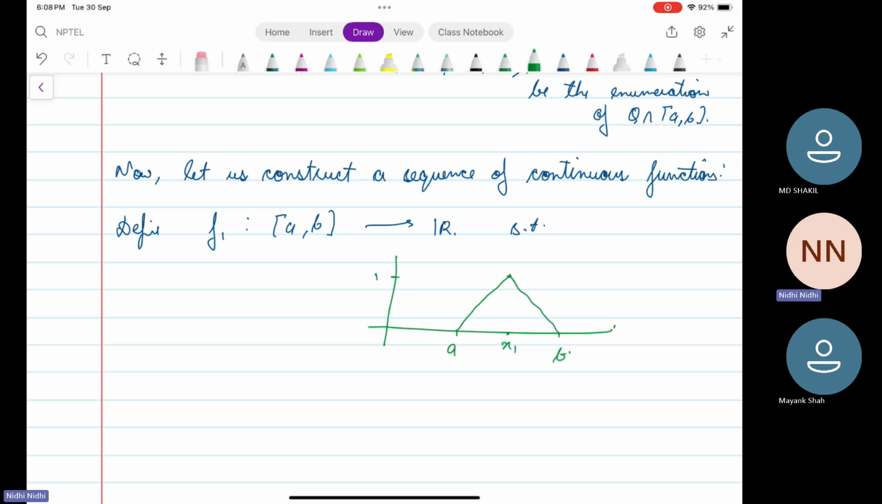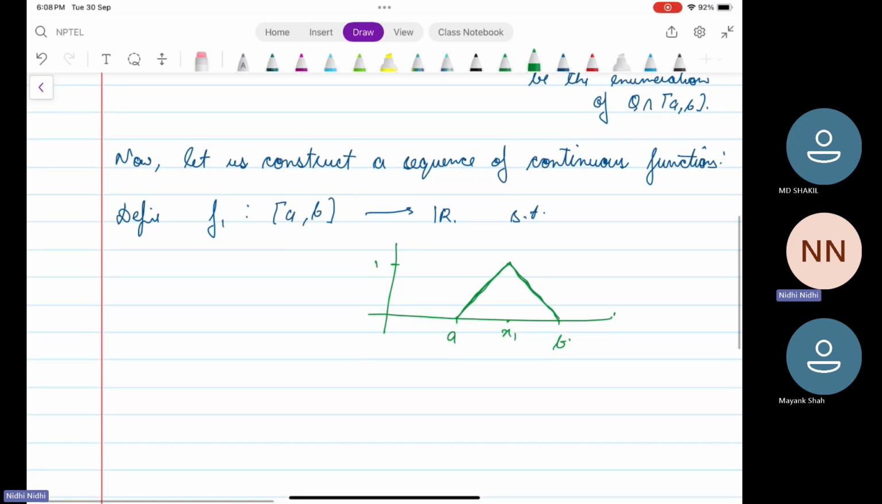From a to x1 it is a straight line. I think you can write the equation for that straight line. And for points between x1 and b, it is a straight line. Basically, their slopes will be negative of each other. So yeah, that would be a good exercise for you. Write its explicit form.